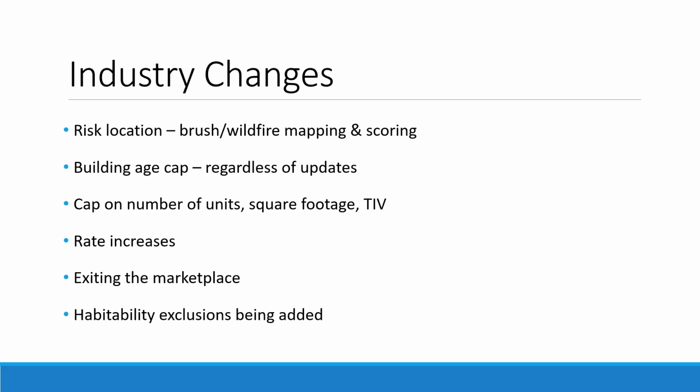Other carriers I've seen are taking a cap on the building age that they're willing to accept. So, some markets aren't wanting to write things more than 40 or 50 years old, but again, they're still looking for those buildings to be updated. I've also seen caps on number of units, the size of the building, the square footage, how much property coverage they're willing to write. Again, that can vary by where it's located and the risk itself. So I've kind of been seeing that.